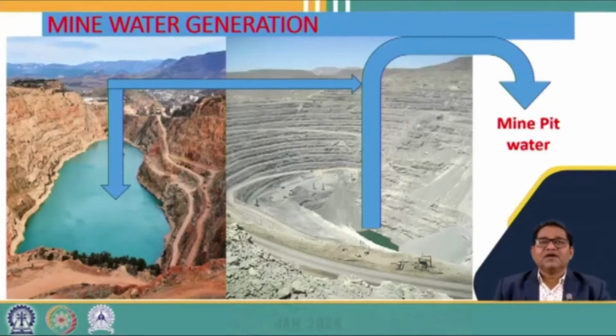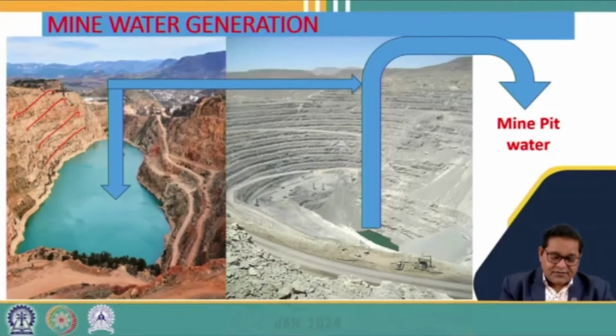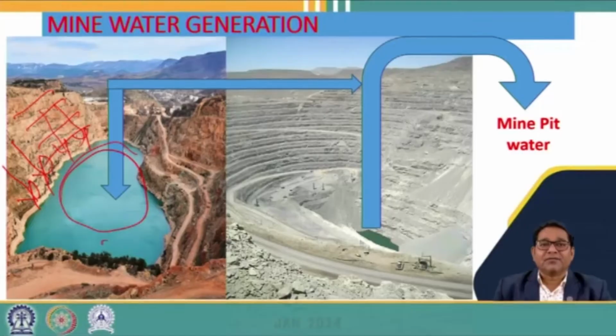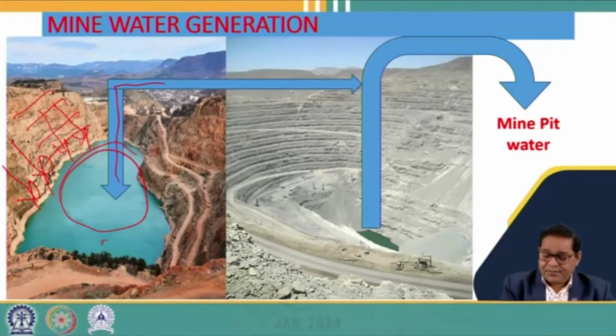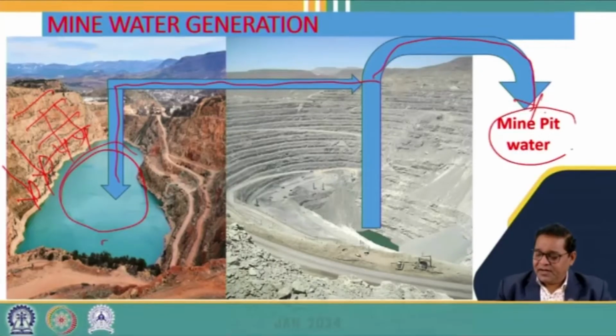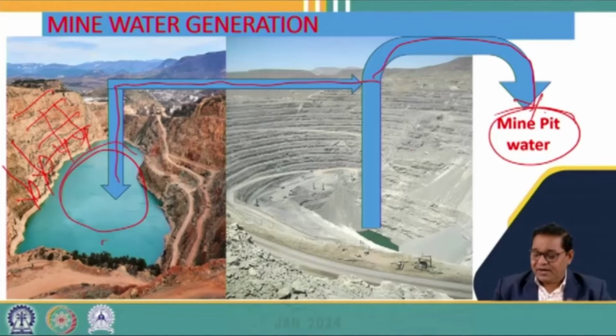So this is a visualization of mine water generation as I explained. These are the different benches of the mines. When this is mined out, whatever water flows over these benches finally gets collected onto the lowest portion of the mine, which is called the mine pit, and from here it is pumped out and taken to the surface, and this is called the mine pit water.